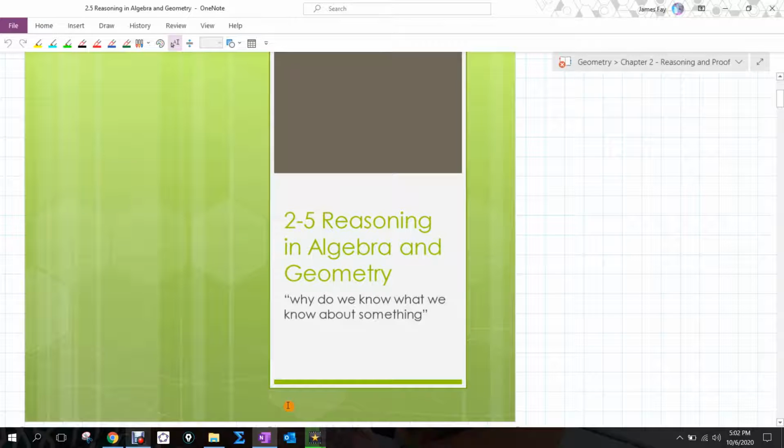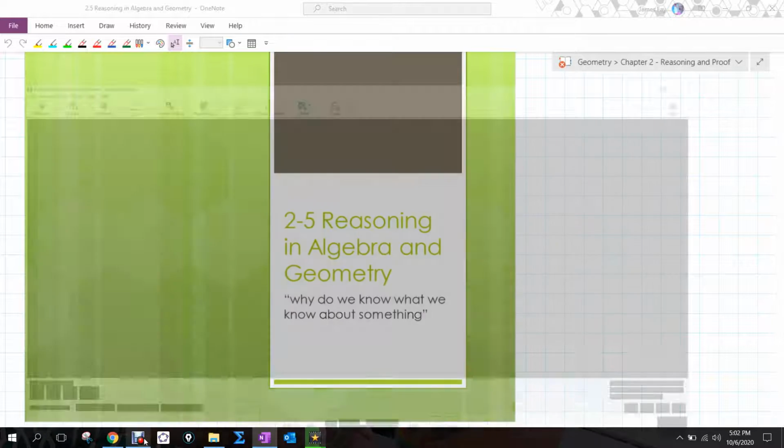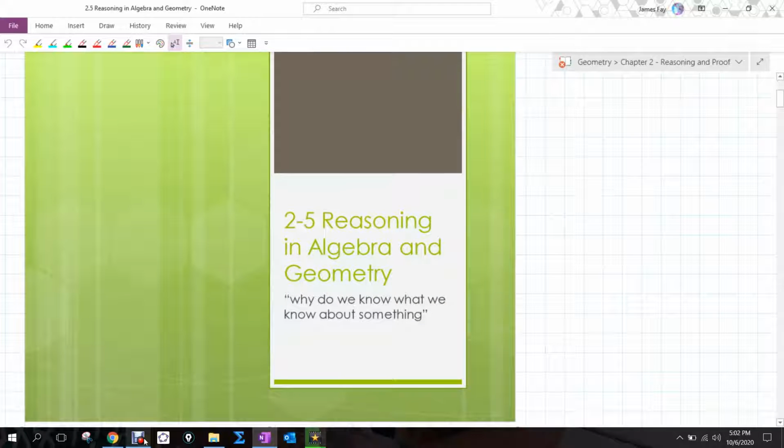Okay, folks, section 2.5 is going to discuss reasoning in algebra and geometry, and this is the foundation for our proofs that we're going to start to encounter in the next several weeks. And when we talk about reasoning, it's why do we know what we know about something?